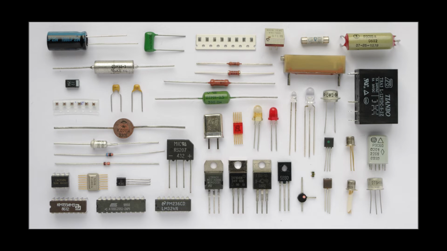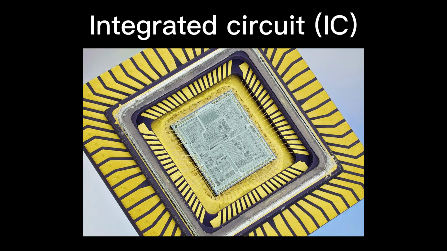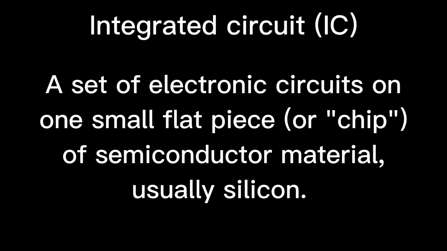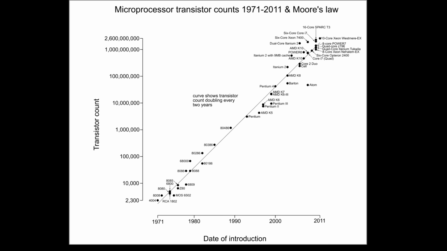Modern processors are not made of separate components like transistors and resistors. Instead, modern processors and chips are integrated circuits. An integrated circuit is a set of electronic circuits on one small flat piece or chip of semiconductor material, usually silicon. Millions or even billions of microscopic transistors can be integrated in each chip.